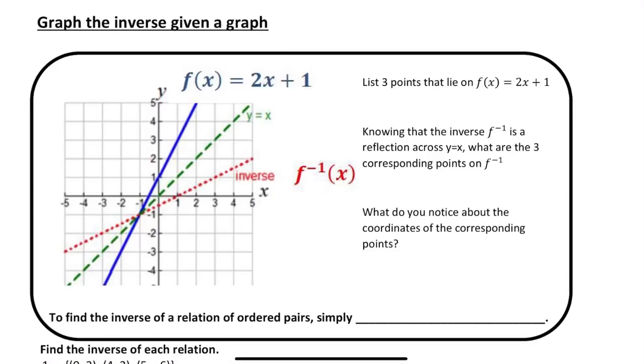We're going to start by investigating graphs and their inverses. So the first question asks us to list 3 points that lie on the function f of x, which is 2x plus 1. So I'm going to find 3 of those points, one at (0, 1), one point at (1, 3), and then I'll do another point down in the negatives at (-2, -3).